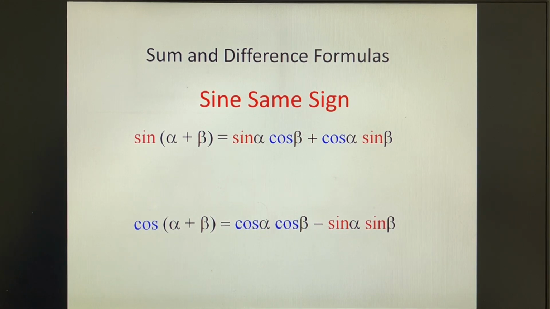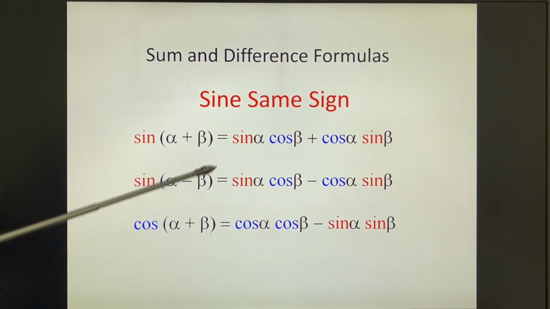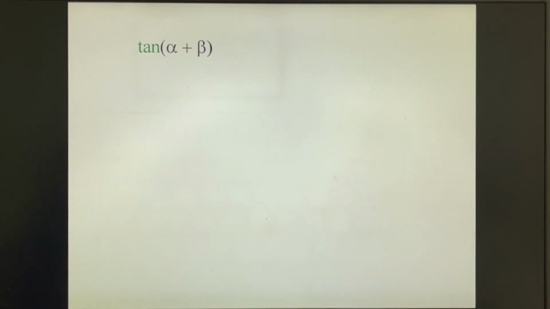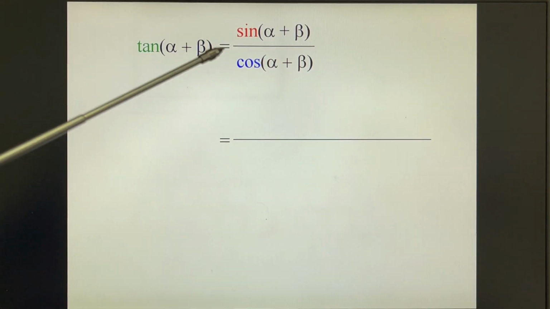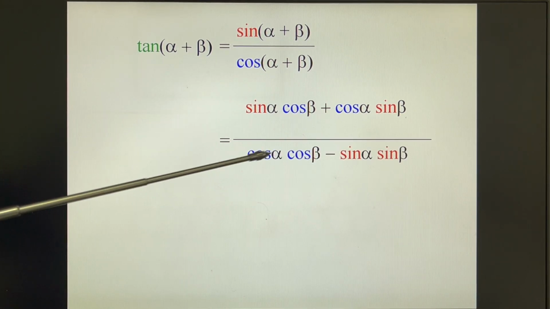And then we change the sign, we get sine alpha minus beta. We change the sign, we get cosine alpha minus beta. These are the four identities which I use to deduce others. Before I do that, I have to find tangent alpha plus beta. We know tangent equals sine over cosine. And sine, same sign. Cosine, different sign, but same function.